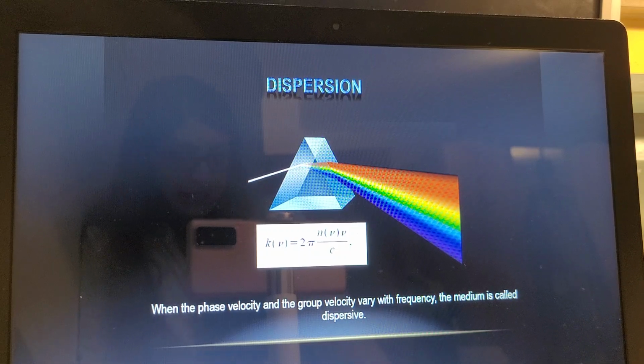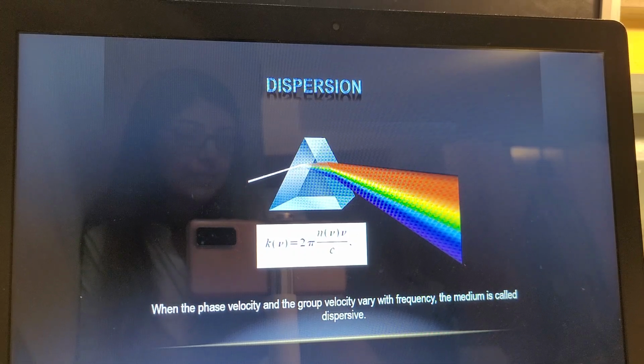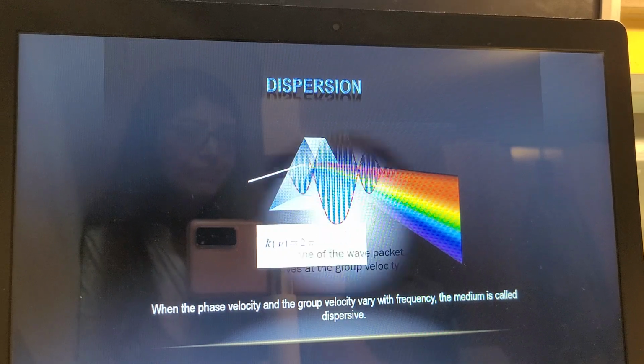So you can see actually this formula, this mathematical formula, that the wave vector depend on the frequency of the light ray. And so when the phase velocity and the group velocity vary with frequency, the medium is called dispersive. So because of diffraction and because of being dispersive, we can see different colors of the light after passing through this prism.